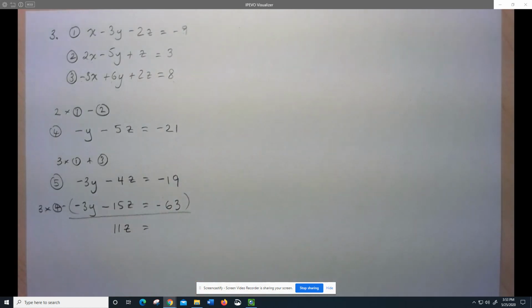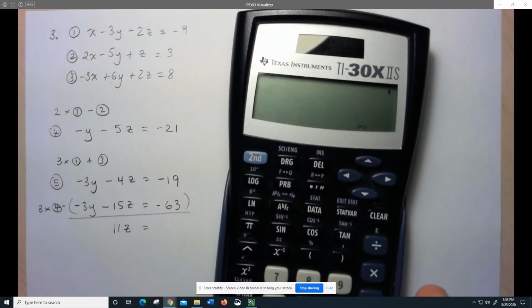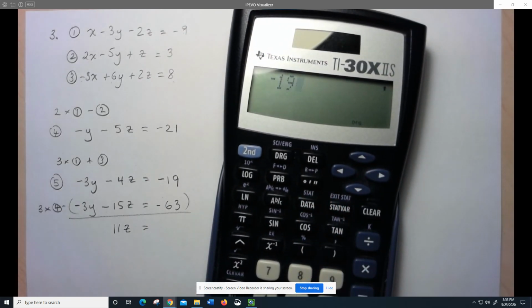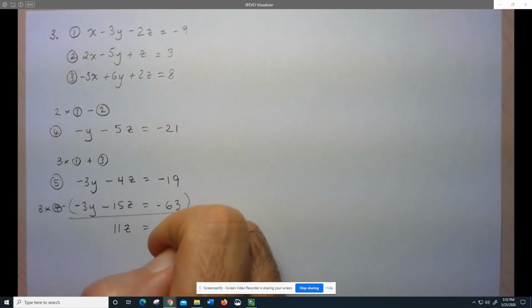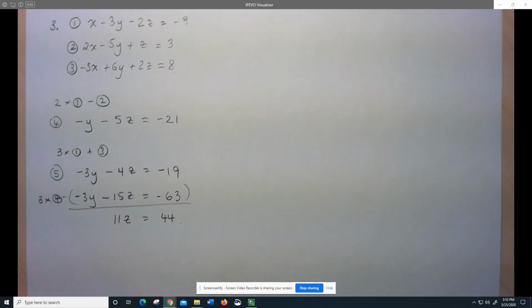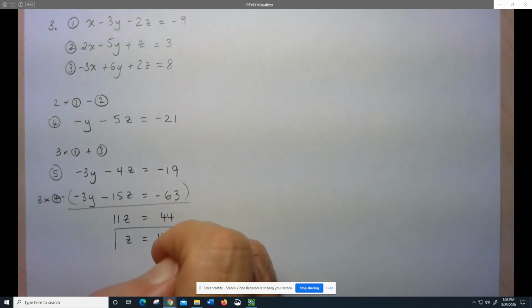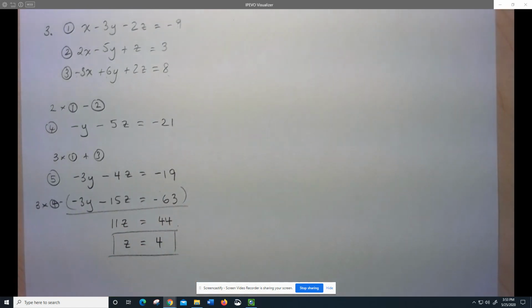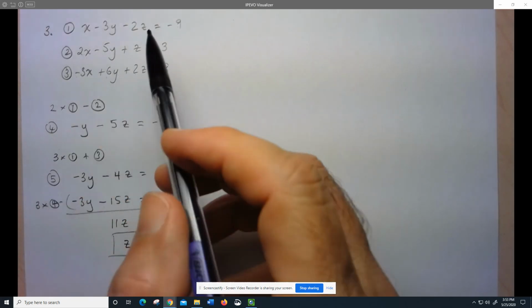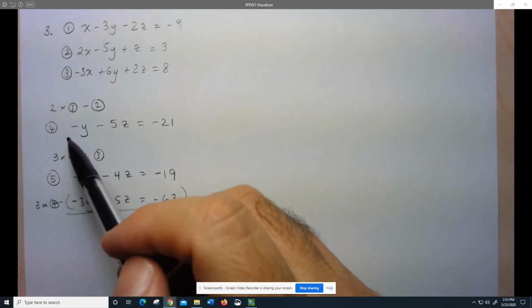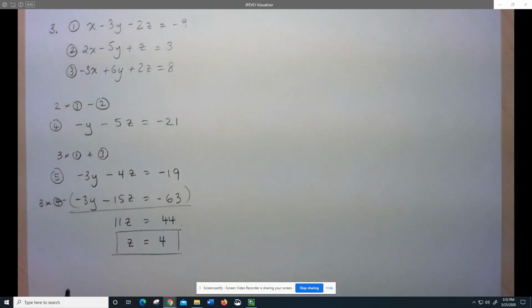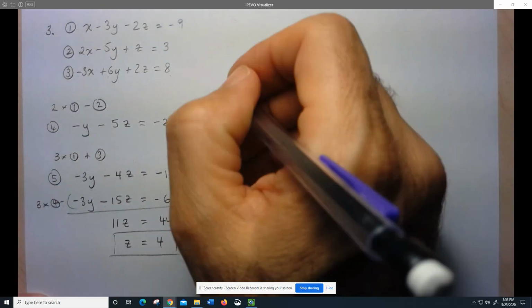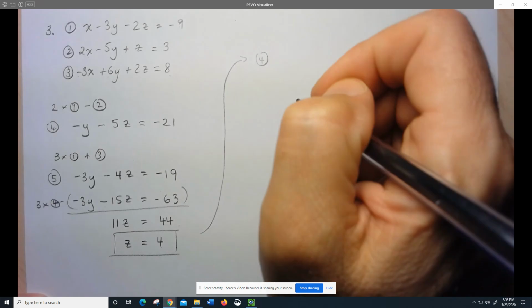I think that one there, I'm going to be careful and use my calculator. So negative 19 plus 63 gives me 44. Oh, and that's a really nice number here. Okay, so now I can solve for the z value. 44 over 11 is just 4. And there you go. I just solved my first variable. So again, what did I do? I eliminated x using equations 1 and 2, then eliminated x using equation 1 and 3, and solved the resulting equation. Okay, so I'm going to use now equation 4 to solve for y.